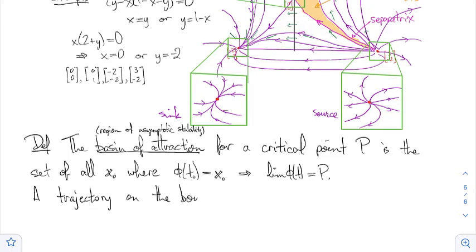So then a trajectory on the boundary of a basin is called a separatrix, because it separates the trajectories which tend to P from those that don't. Okay, and so now boundaries of attraction can actually be quite complicated.